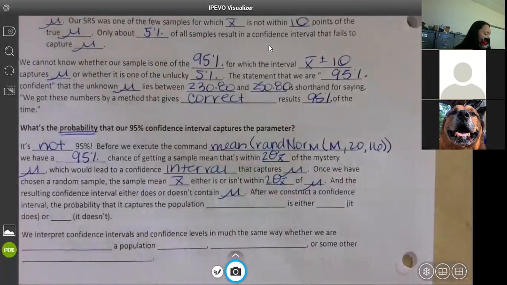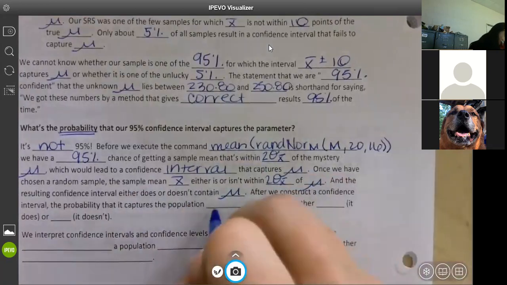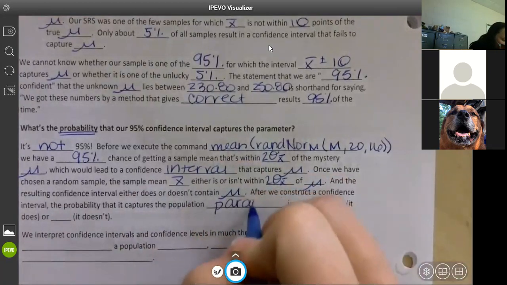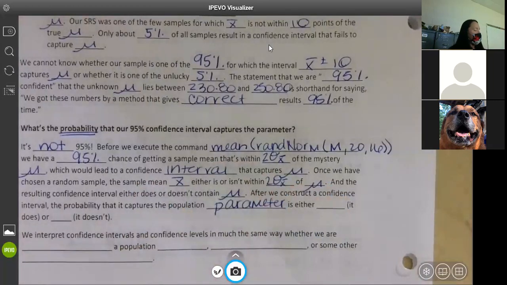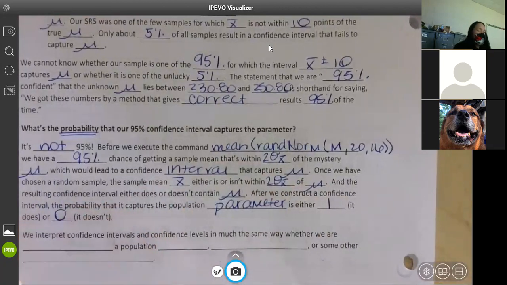After we construct a confidence interval, what is the probability that it captures the population parameter? So here's your answer to that question. What's the probability that it captures it? It is either 1 because it does, so 100% it does, or 0 that it doesn't. There is no in between.